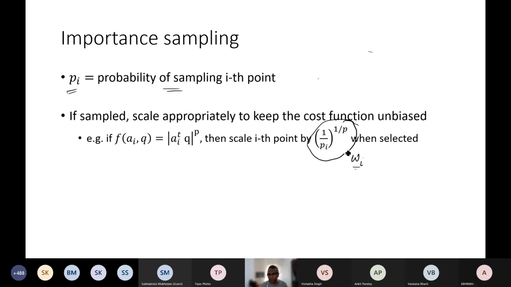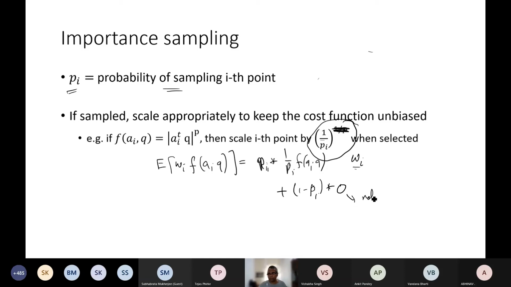Let me define it this way: if the data point is sampled with probability Pi, the weight is 1 by Pi. So that the expectation of the weight and the contribution of F of AiQ is Pi times 1 by Pi times F of AiQ if I sampled, plus 1 minus Pi times 0 if the data point is not sampled. So the Pi cancels out. The purpose of the weight is to make the expectation an unbiased estimator. The expectation of the coarse set should be an unbiased estimator of the solution calculated from the full data.